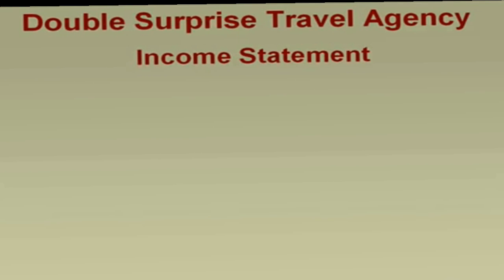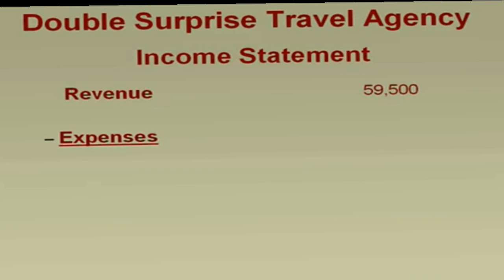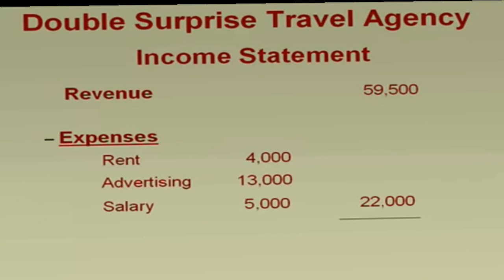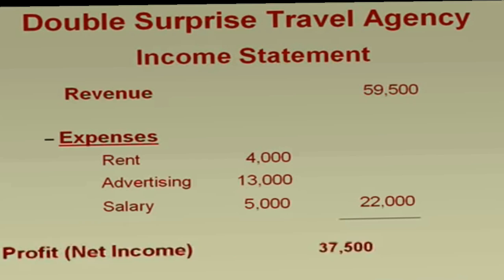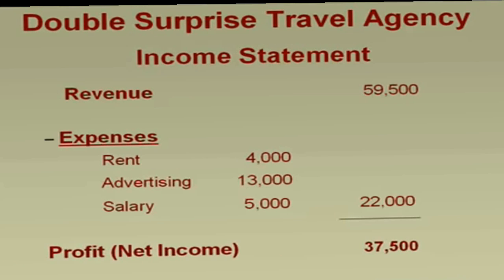What did I tell you? An income statement has revenue and expense. From your spreadsheet, what was the revenue? 59.5. Then you put in the expenses. Just look it up and write it down. Am I correct? Just remember to check off each item as you take it. Expenses are 22, so your profit is 37.5.